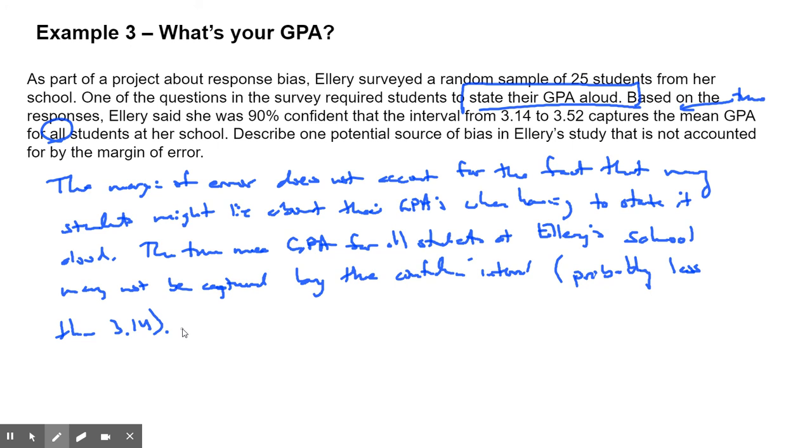But again, there is some sort of bias in how she ran her sampling. So maybe what she could have done is have them write it on a piece of paper and make it anonymous, so it would not be tied to them out loud in front of everybody else.